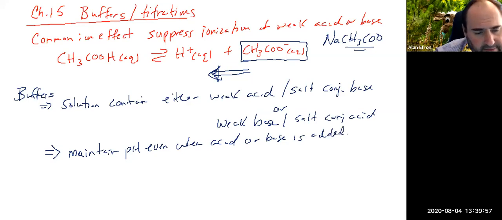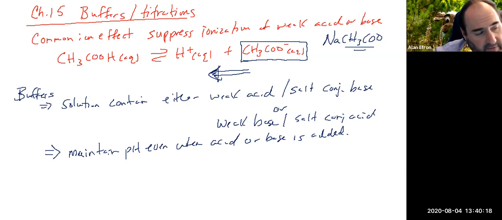And remember that, as we talked about, a buffer is not a neutral solution with a pH of 7. It just means that whatever pH it starts at, it's able to maintain that pH even when you add acid or base to it. So if you had a buffer at a pH of 9, it should basically maintain that 9, even if you add acid or base to it.